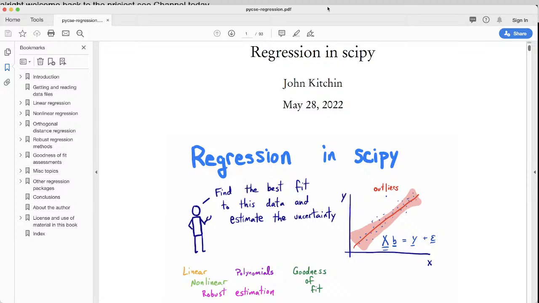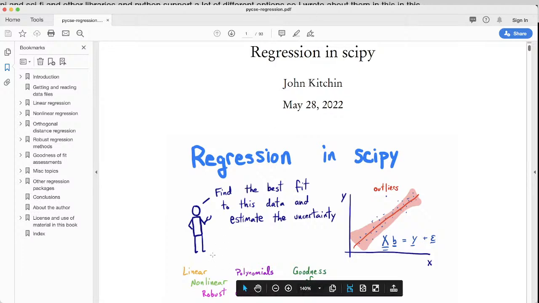Today I'm going to talk about the little book that I wrote recently on regression in scipy. And regression is basically you have some data, you have an equation with some parameters, and you want to find the best set of parameters to fit your data. And there's lots of different kinds of regression, and NumPy and scipy and other libraries in Python support a lot of different options, so I wrote about them in this book.